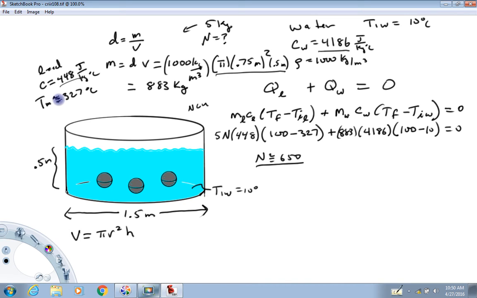So it's really difficult to budge the temperature of water, particularly using hot lead, because the lead doesn't hold as much energy per kilogram. So anyway, the reason that number came out so high is because we have a massive reservoir of about 883 kilograms of water, which has a specific heat of 4186 joule per kilogram degree centigrade. So I hope this example helped demonstrate these concepts. I think what I'll do is stop this right here and make up another one.